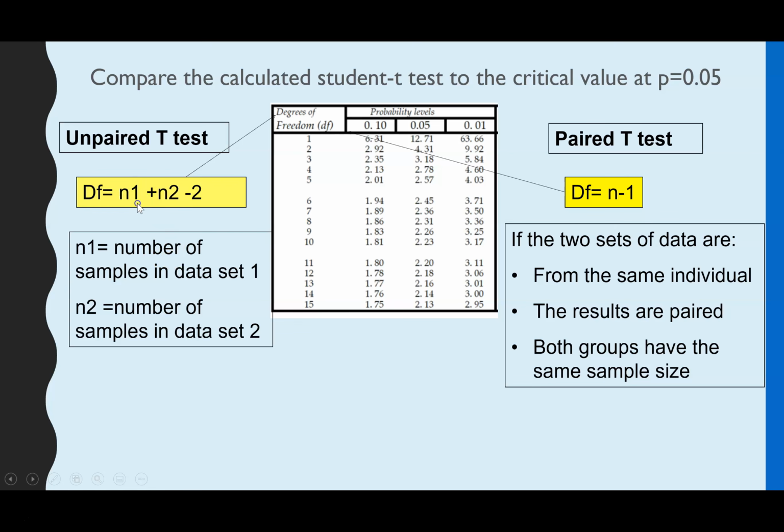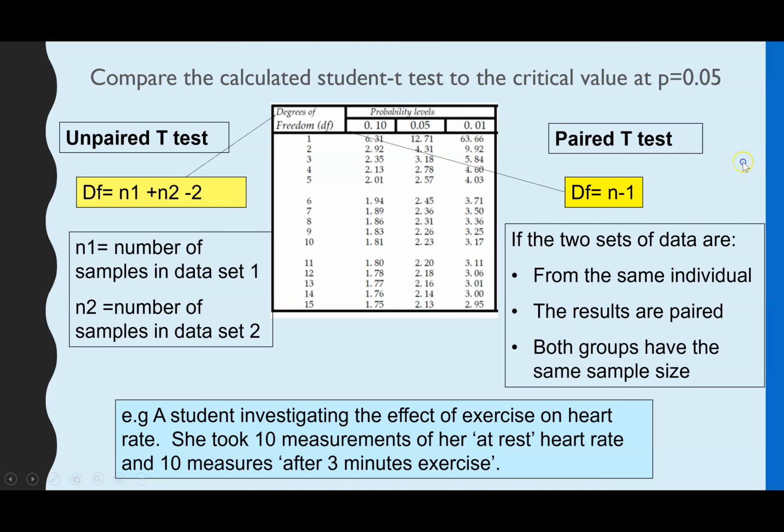So however many repeats you took in sample 1 plus the number of repeats in sample 2 minus 2. So for an example of a paired t-test, a student investigating the effect of exercise on heart rate, and if they were taking all of those results just from one individual, it'd be a paired t-test.